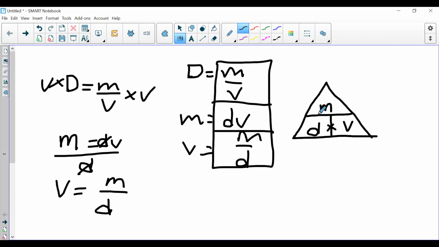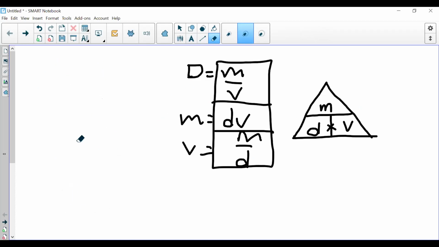This triangle will save your life in a pinch. So you need to write this down somewhere. If you're taking notes in Kami, go ahead and write that somewhere real big in Kami. If you're taking notes on paper, write it real big somewhere on your density notes, because you will need this, and I'm going to immediately make you use it. So I'm going to erase everything over here, because it looks like garbage.